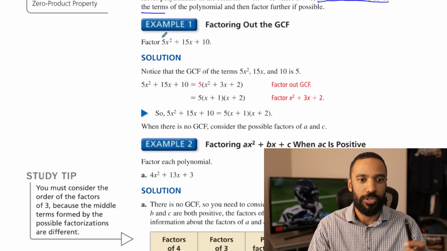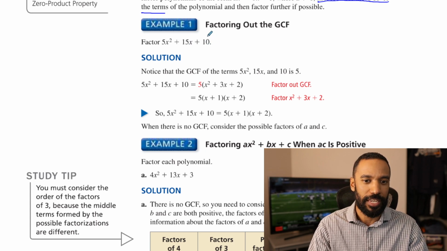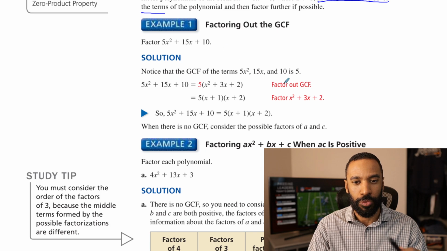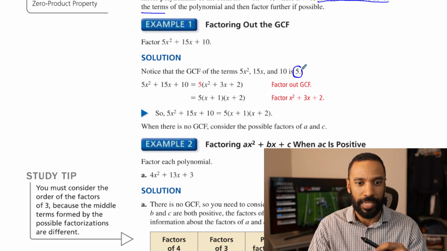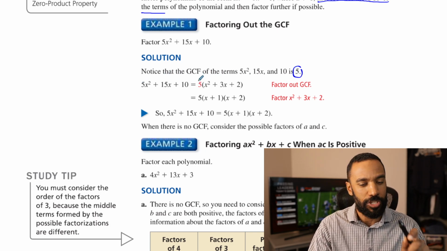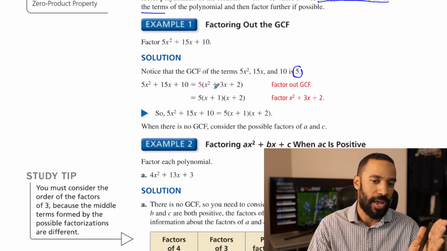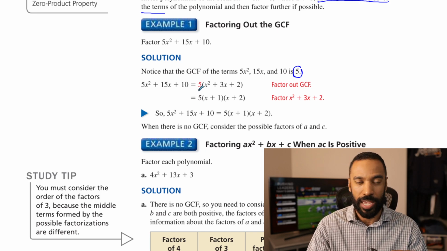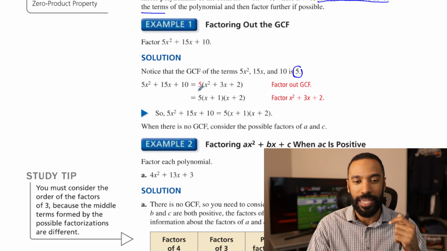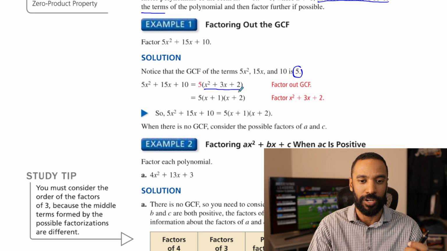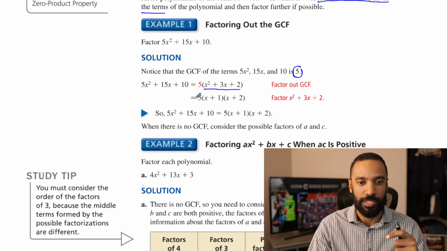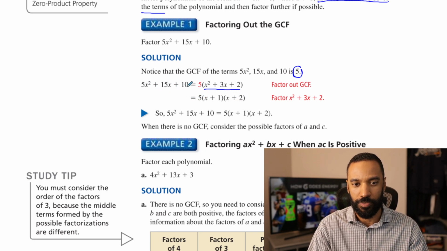So in the first example, you see 5x squared plus 15x plus 10, and they're asking you to factor. Now, 5 is a GCF of all 3 of these terms. That's what they're showing you right here. So if you factor out the 5 to begin with, now you're left with a quadratic that says x squared plus 3x plus 2. The 5 remains on the outside, but inside you still have something more you can factor. What two numbers multiply to 2 and add to 3? Those are 1 and 2. So 5 times (x plus 1) times (x plus 2) is the factorization of 5x squared plus 15x plus 10.